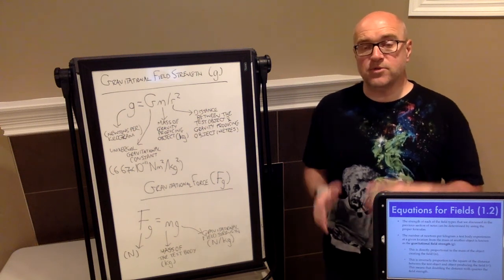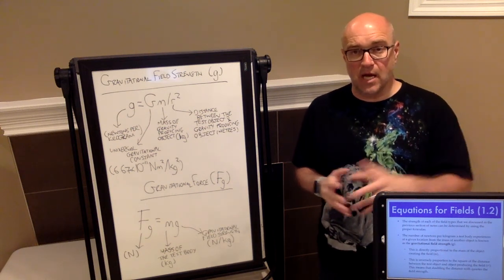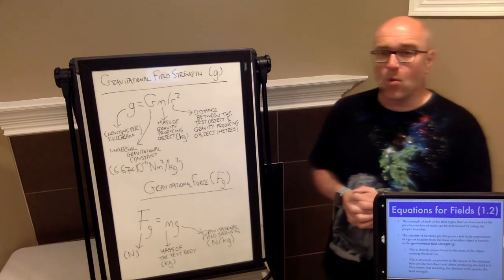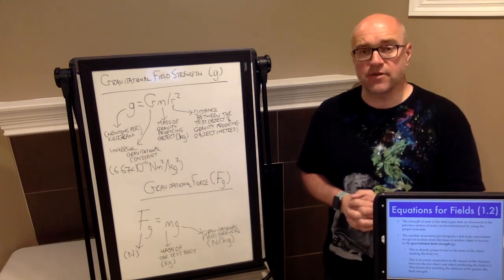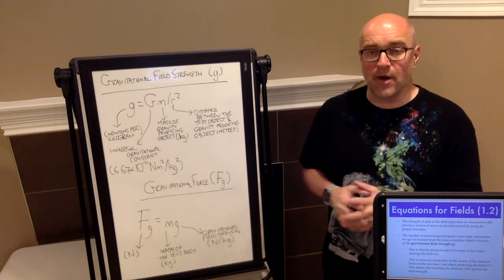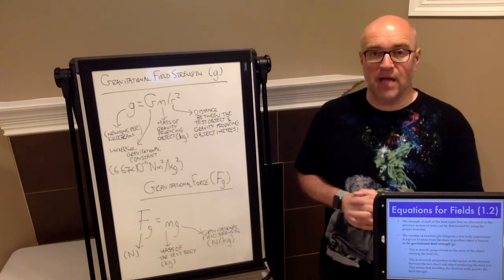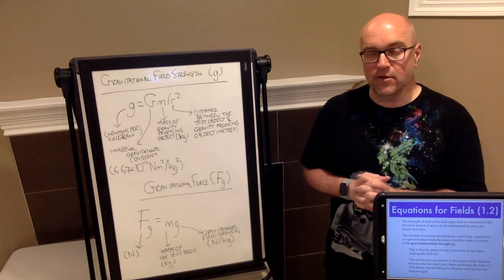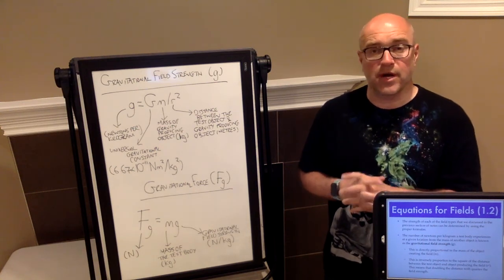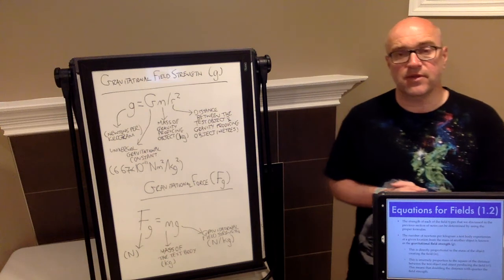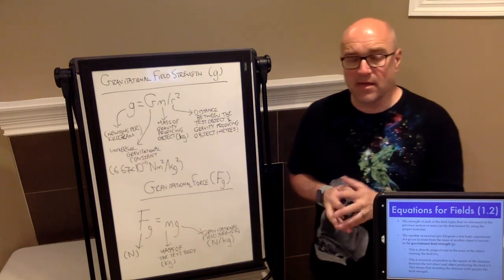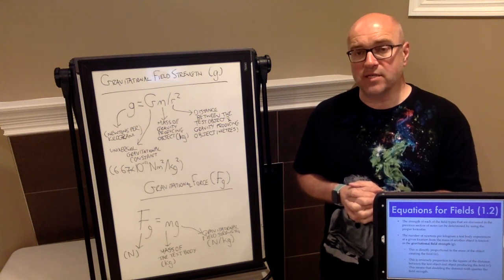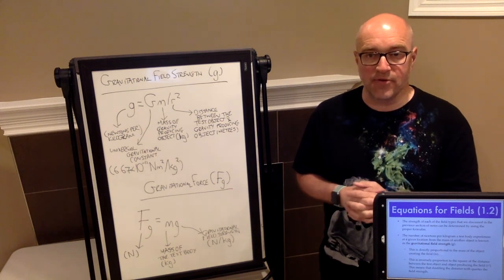Hey, science nerds, and welcome to our second discussion about electrical and magnetic fields, topic 1.2, which is equations for fields. Last time around, I discussed field lines, basically what a gravitational field, an electrical field, or a magnetic field is, and how field lines can determine the direction of these fields and the relative magnitude or strength of these fields.